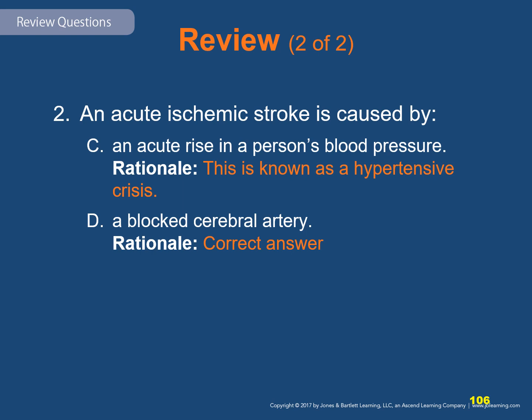C states an acute rise in a person's blood pressure. That's not the cause of an ischemic stroke. An acute rise in a person's blood pressure is actually called or known as a hypertensive crisis. D would be a blocked cerebral artery. That's the correct answer because that is what causes an ischemic stroke.